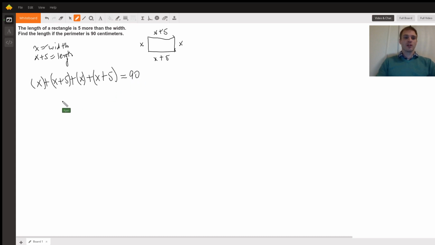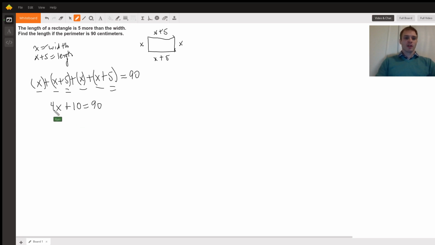So 90 centimeters. Now, from this big mess of an equation here, we can join some like terms. We see that we have 1, 2, 3, 4 x's. Okay, so x plus x plus x plus x equals 4x. And then 5 plus 5 equals 10. So 4x plus 10 is equal to 90. So we have a nice equation here that we can solve very easily.